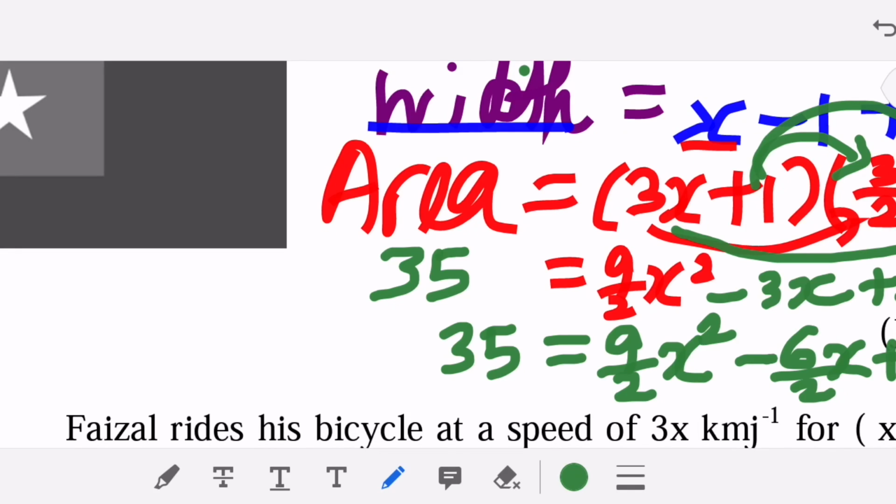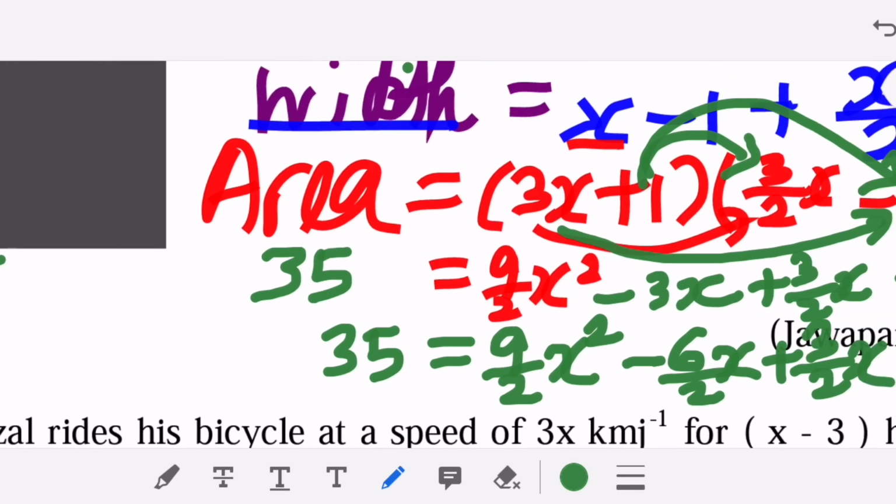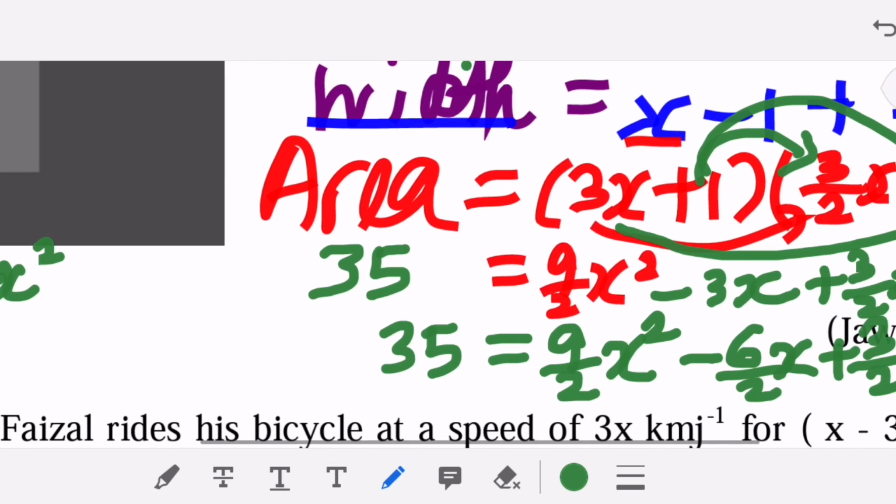35 equal to 9 over 2x squared minus 6x plus 3 over 2x minus 1, right? So now we will try to simplify to the general form. Normally we would like to have an x squared first and make it positive. So 9 over 2x squared. So we bring the 35 to the right hand side, okay?